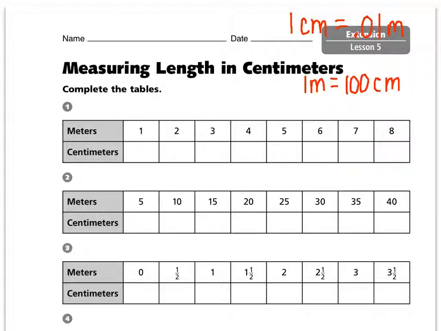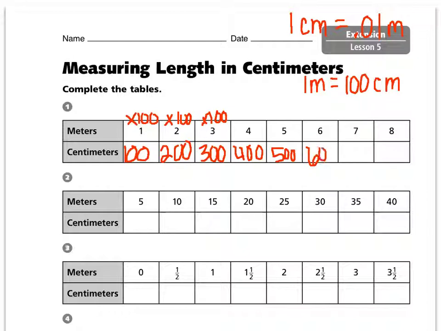So let's use this information to solve number 1. For meters, I have 1 meter, and I know that 1 meter equals 100 centimeters because I'm going to multiply it by 100. For 2 meters, I'm going to multiply it by 100, and it's going to equal 200. Multiply 3 by 100, and I get 300. You can see the pattern's going to be just making it to 100. So 5 meters would be 500 centimeters. 6 is 600. 7 is 700. 8 is 800.